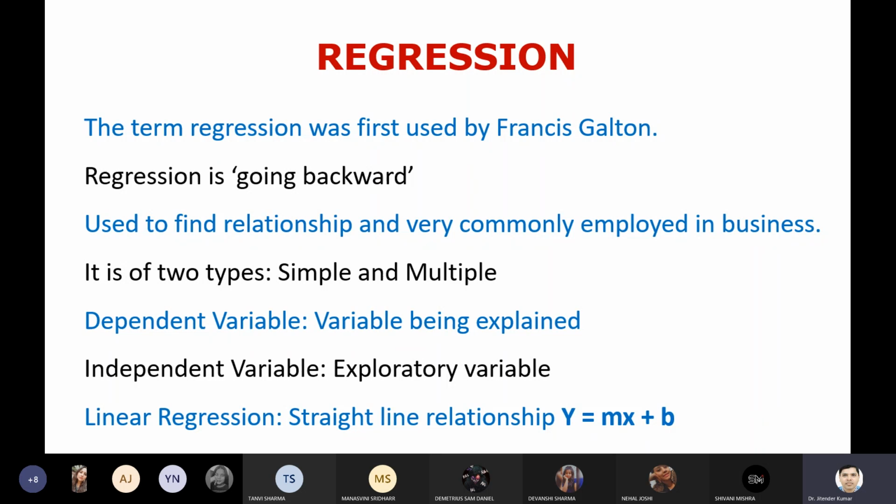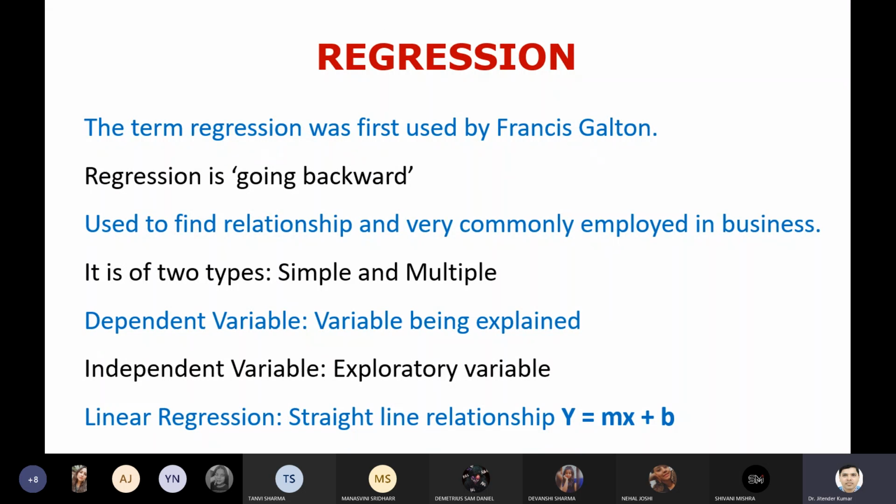For example, height and weight. If you try to predict the weight of a person using height data, then height is the exploratory variable and weight is the variable that you are trying to explain. Since regression is of two types, what are these two types? One is simple, one is multiple. When you have only one exploratory variable and one variable that is being explained, so only two variables you are working with, one dependent and one independent, that is called simple regression.